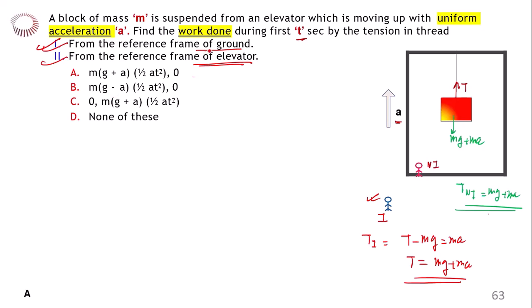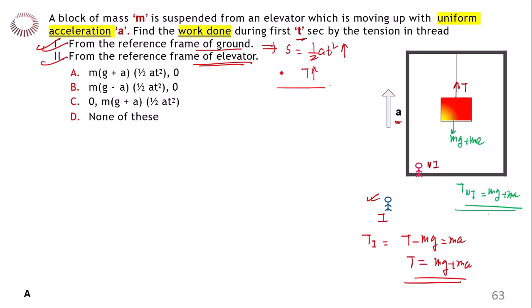So if I come to the ground part, the man who is standing on the ground is seeing that the block is moving upward with an acceleration a. So for the frame of ground, can I say the displacement is equal to half at square in the upward direction in time t?